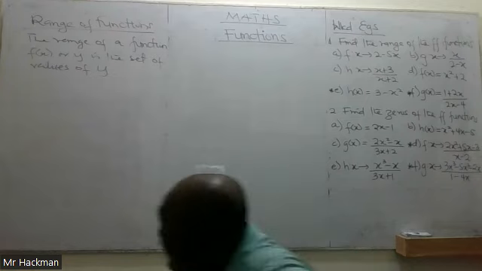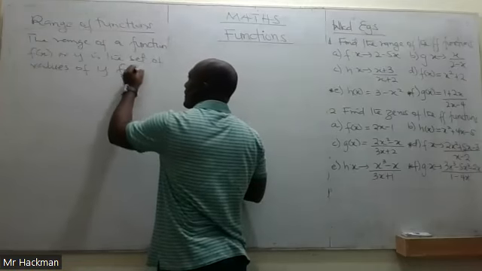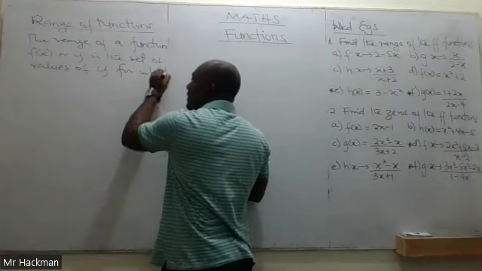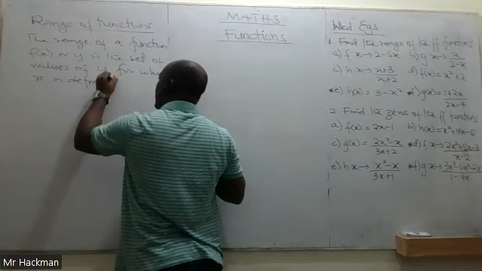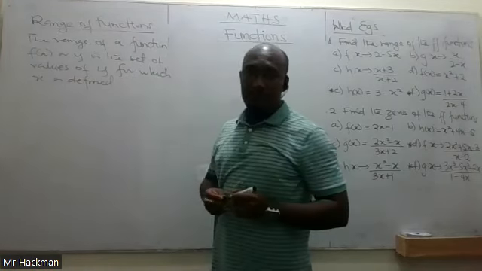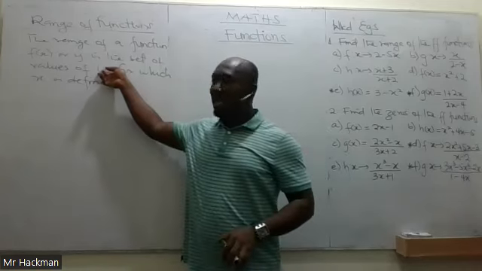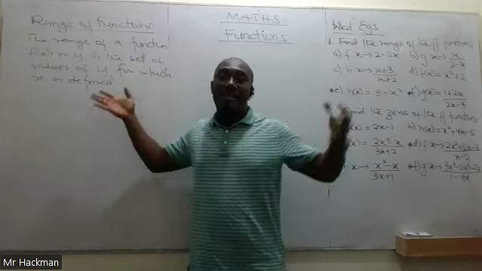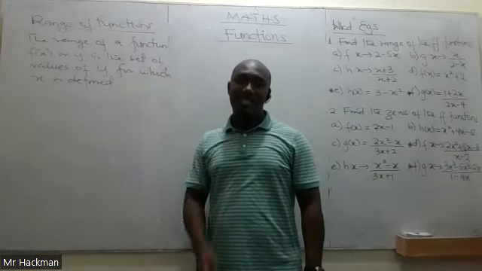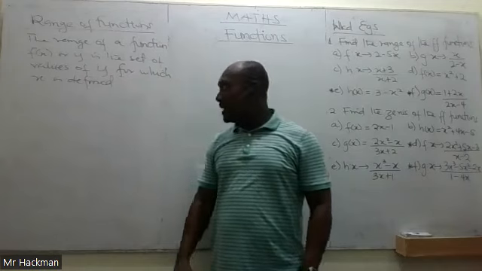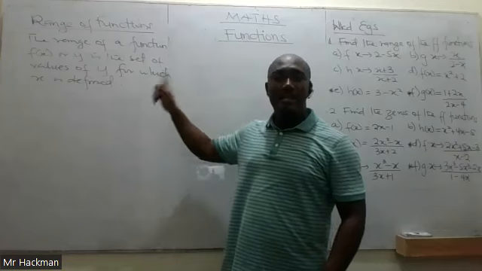So in this case, I would say the range is the set of values of y for which x is defined. As simple as that. And the domain will be the set of values of x for which y is defined. Simple. So the domain is in terms of x, the range is in terms of y. Now that we know this definition, let's look at how to find the range.